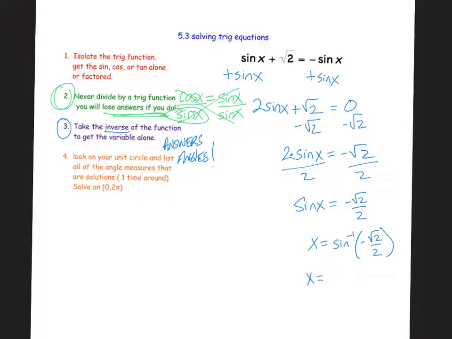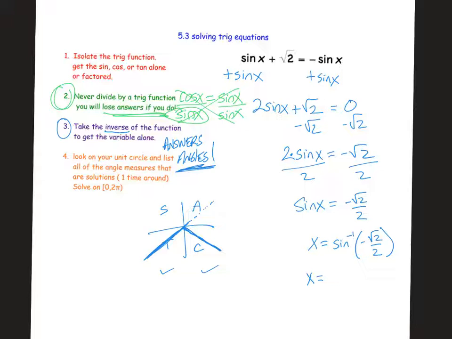Okay, so now is the point where we have to think of the angles, because our answer is going to be angles. Where do you get a negative square root of 2 over 2 for sine? So sine is negative in the 3rd and 4th quadrants, and I know that square root of 2 over 2 happens right in the middle there at the pi over 4s. So this right here would be pi over 4, but we don't want that one.